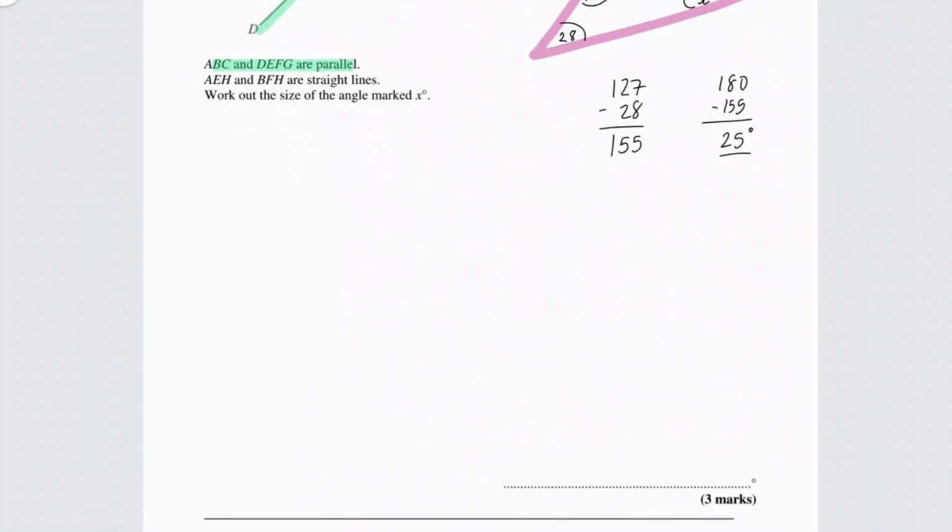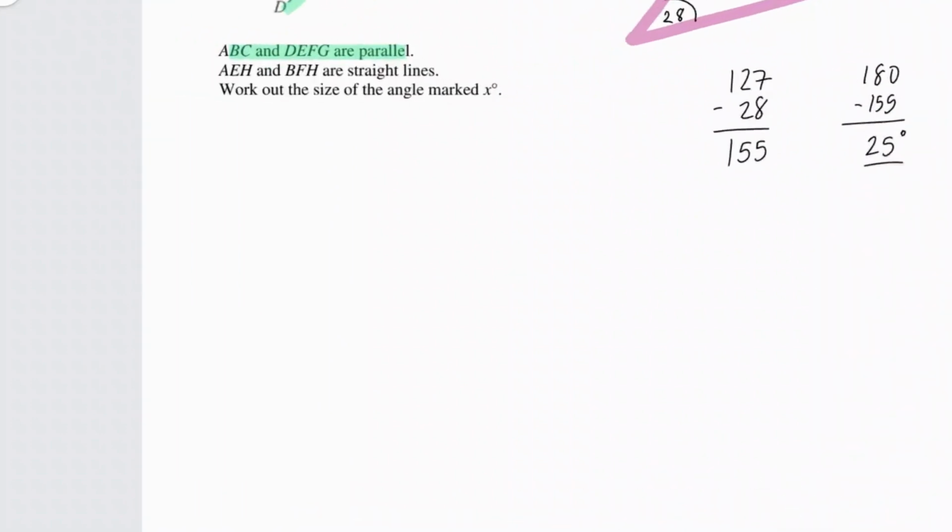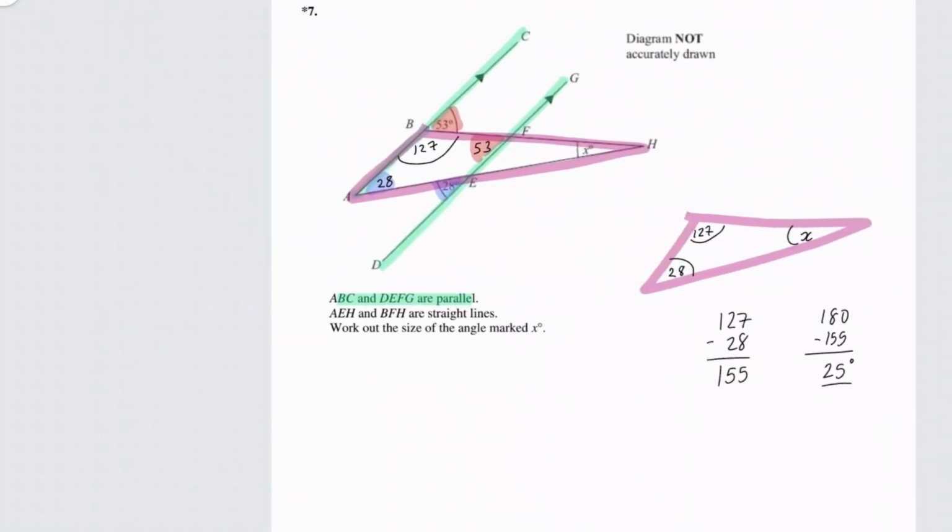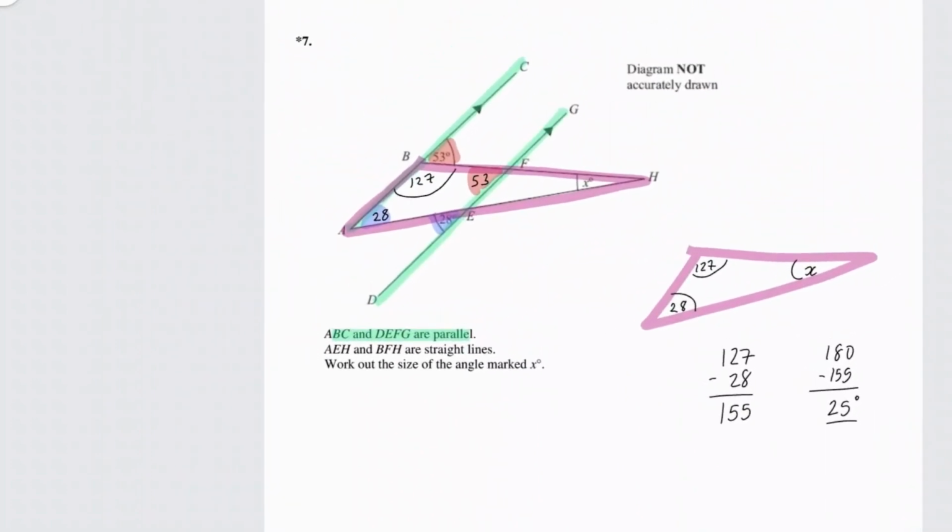And it didn't ask us for any other reasons, so we don't need to include them, but the reasons we used were angles in a triangle sum to 180. Alternate angles are equal, we used twice there as well.